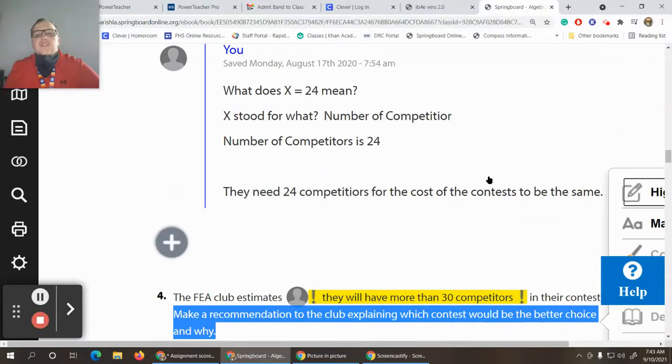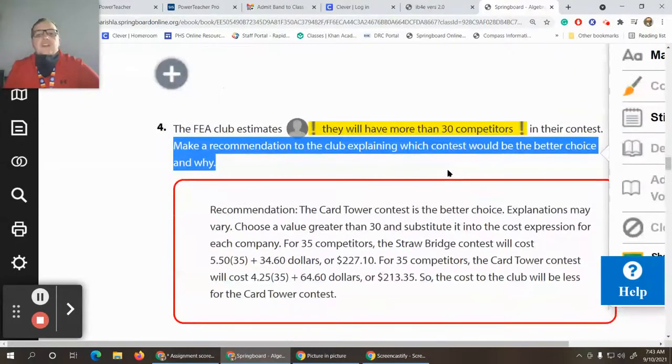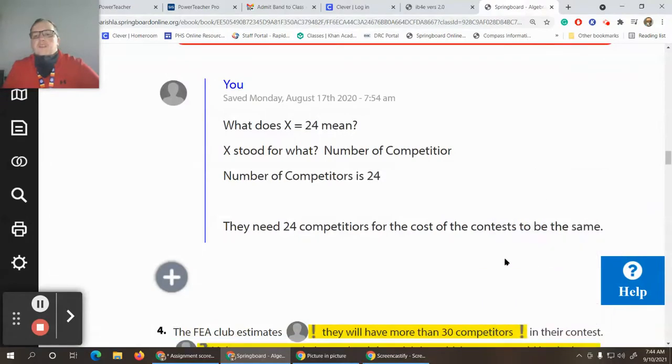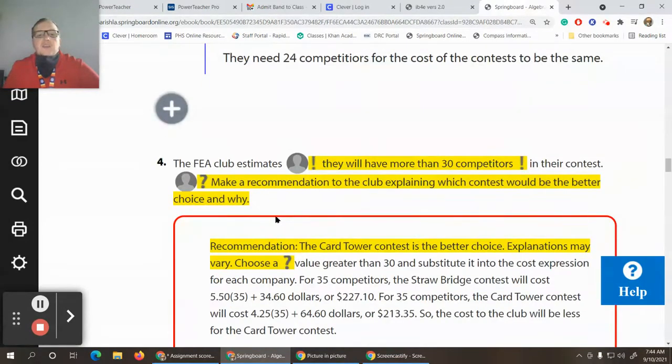Make a recommendation, right? Let me go to my question. That was my question. Make a recommendation to the club explaining why the contest would, which contest would be a better choice and why.